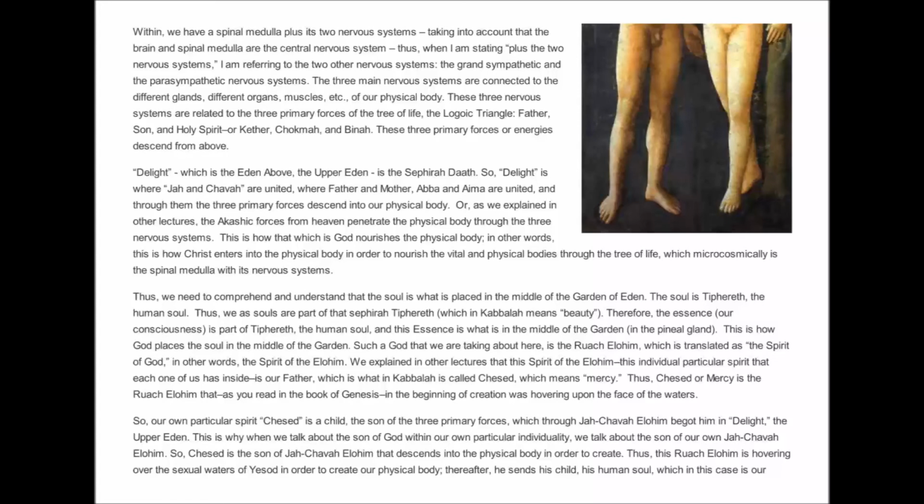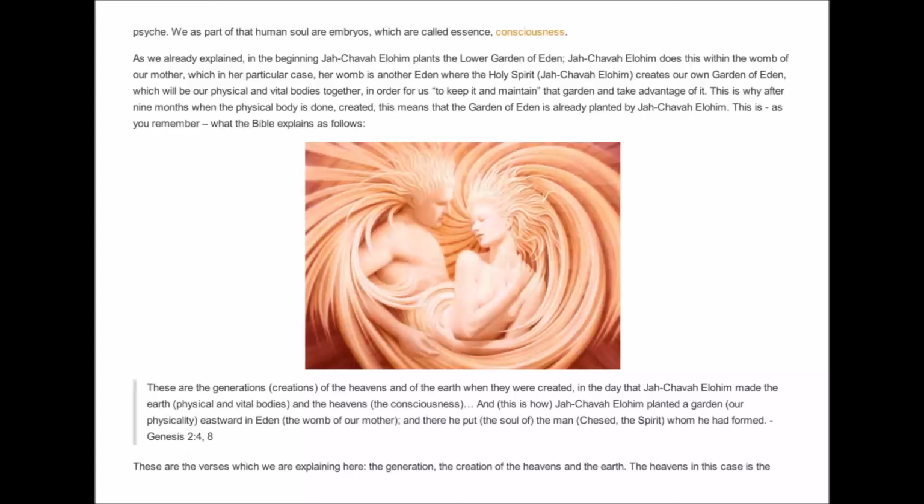So this is our own particular spirit. But this particular spirit is a child, a son of the three primary forces through delight, which is the upper Eden. And that's why when we talk about the Son of God in our own particular individuality, that is our own spirit, the Son of the Elohim. And that Son of the Elohim is what descends into the physical body in order to create. He is hovering in the sexual waters of Yesod, in order to create our physical body. And then after that, he sends his son, his child, which is the human soul, which in this case is ourselves. We are part of that human soul, which is called the embryo, the essence, the consciousness.